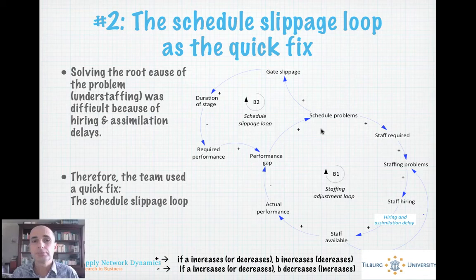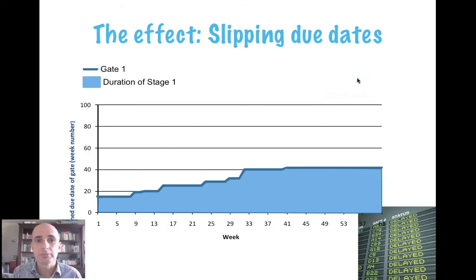So if there are schedule problems, then you make the gate slip a little bit. As a result, the stage lasts a bit longer. As a result, the performance isn't so horrible, and so the gap is less. So you don't have to have many schedule problems. So in the long run, this loop is a very good balancing loop. If you have schedule problems, you lower your goal, as a result of which you are not so far off from your goal. Sounds great, longer run isn't. This is a decision trap.